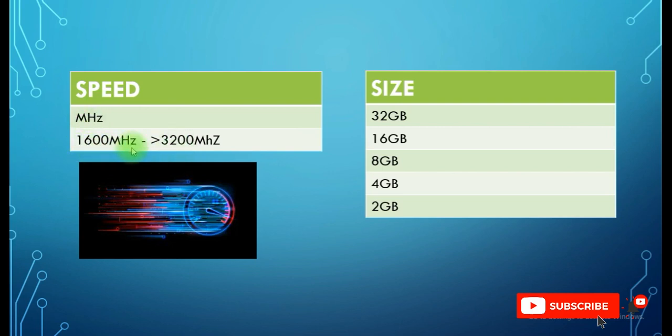So 1600 would be for legacy memory. So you're talking about something like DDR2, thereabout, would be 1600 megahertz. Currently, the 32 megahertz would be applicable to DDR4 memory. Then the sizes, notice the sizes. So they double as it increases.